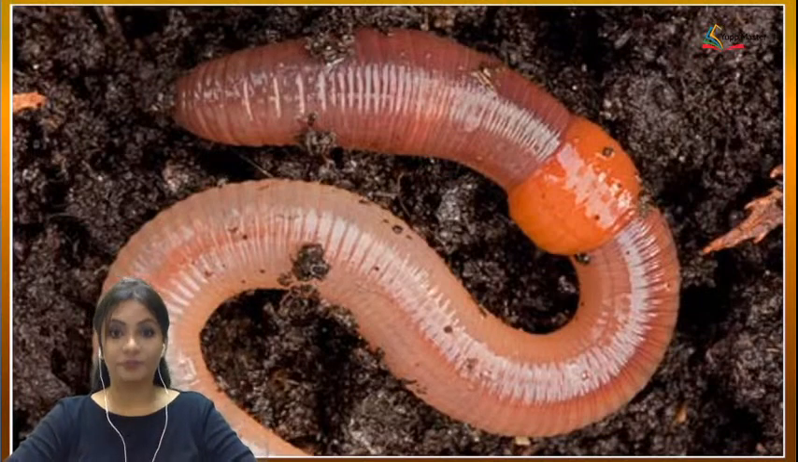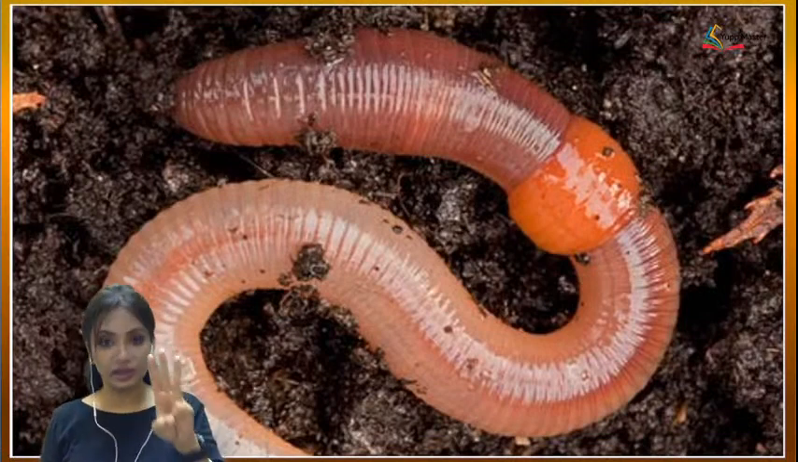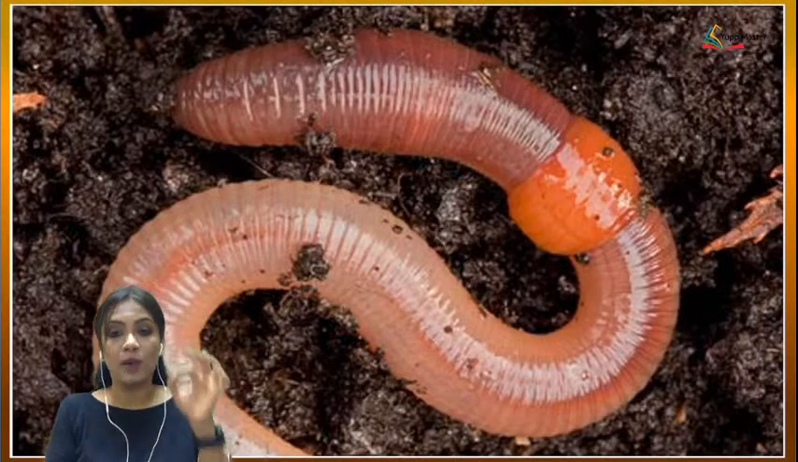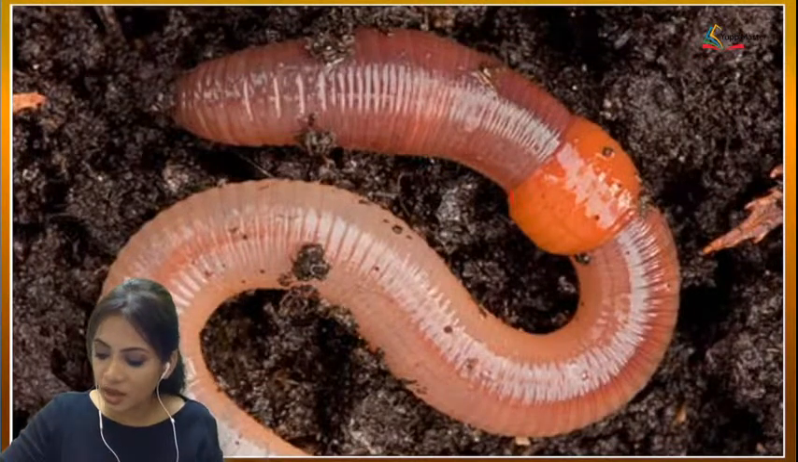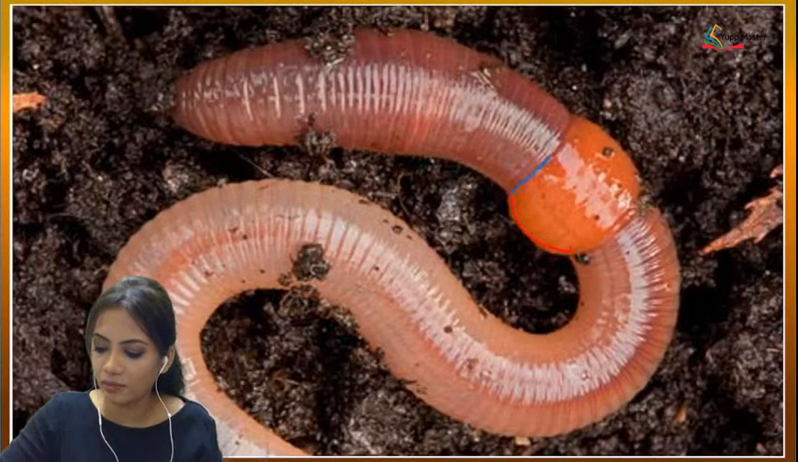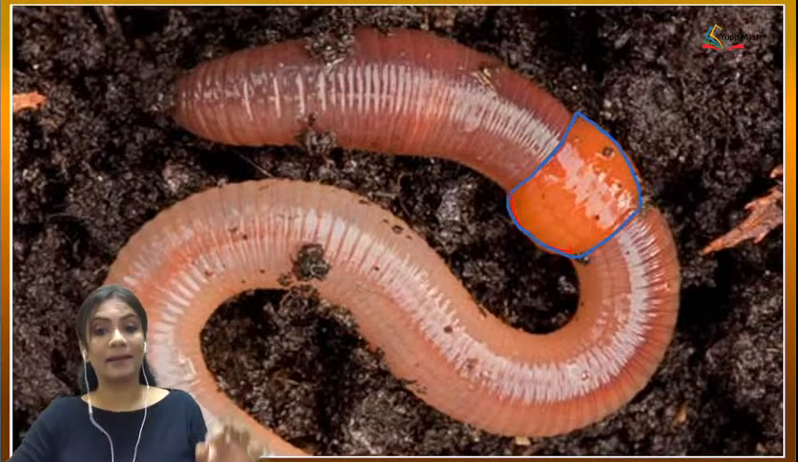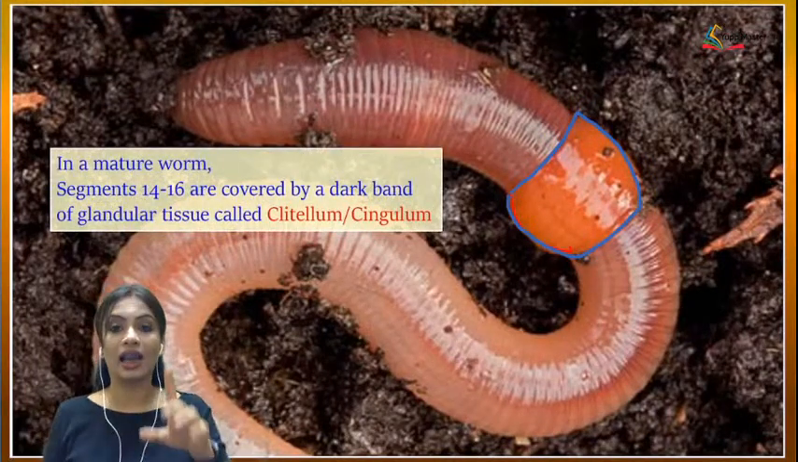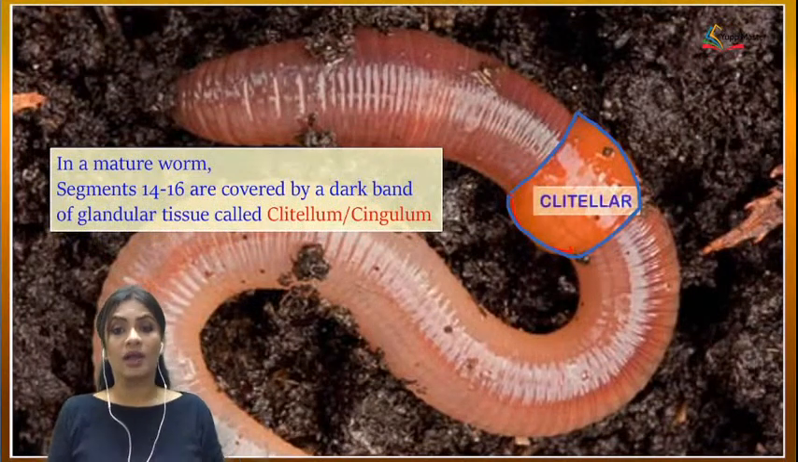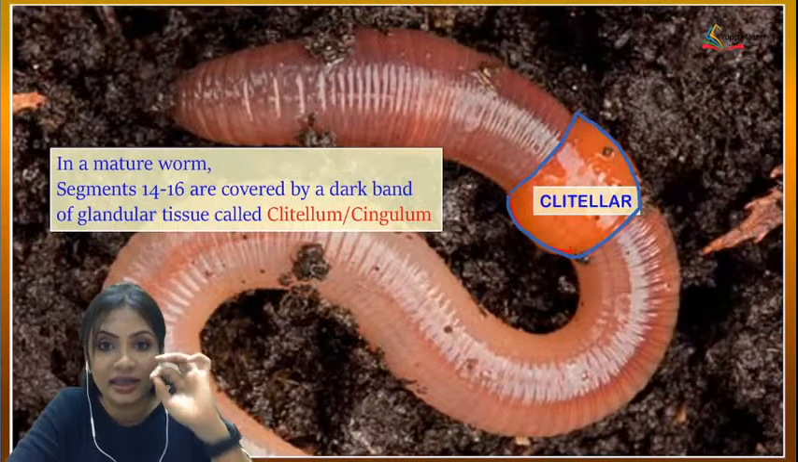Well, we see here that the whole earthworm is divided into 3 regions, and that division is based on where you see this aperture. Can you see this aperture that I'm just marking here in blue? This whole aperture that you're seeing here, children, is called a clitellum. What is it called? It is called a clitellum. So this region over here is called the clitellar region.